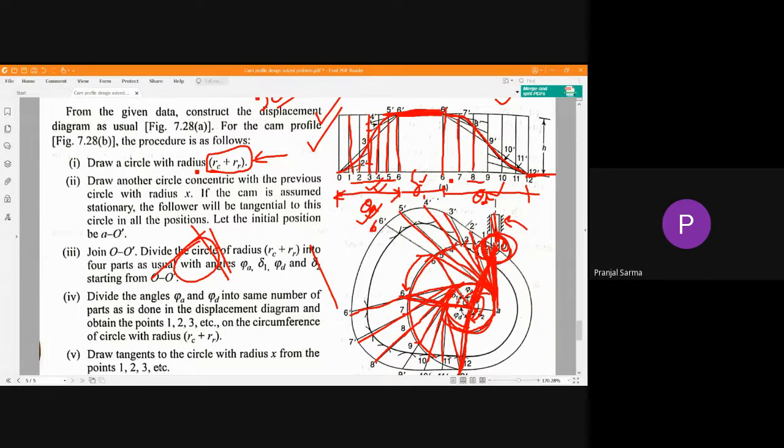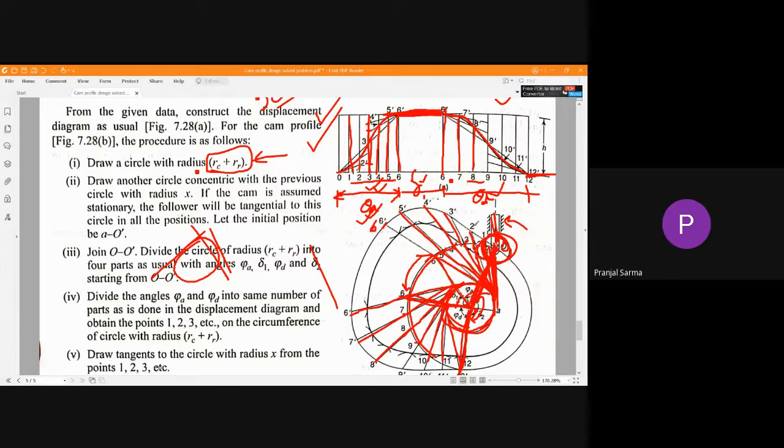The last step is considering this 1 dash, 2 dash, 3 dash, 4 dash, 5 dash, 6 dash, etc. as the center. Taking those as the centers, we'll draw the roller here. You can either draw the whole roller, that is the whole circle, taking the roller radius, or you can show the lower half of that particular roller, because we are interested in where the contact is between the roller and the cam surface, because we know only the lower portion is in contact with the cam profile or the cam working surface.